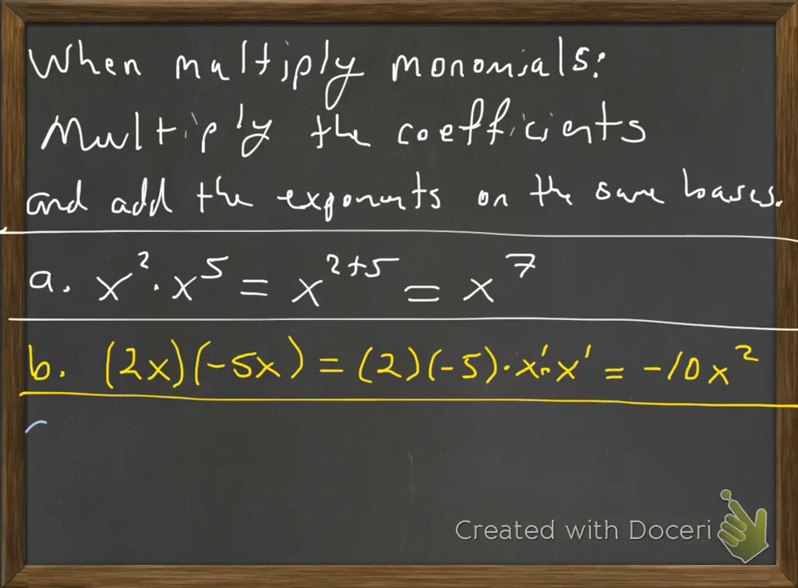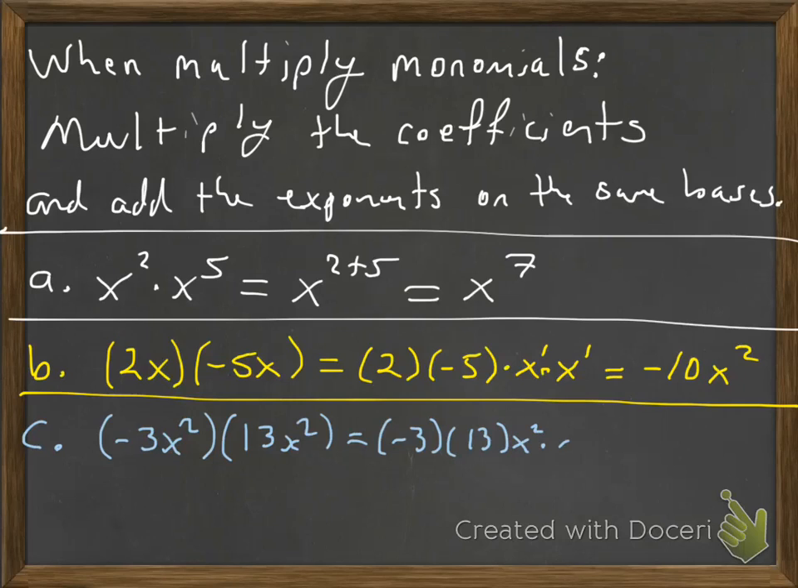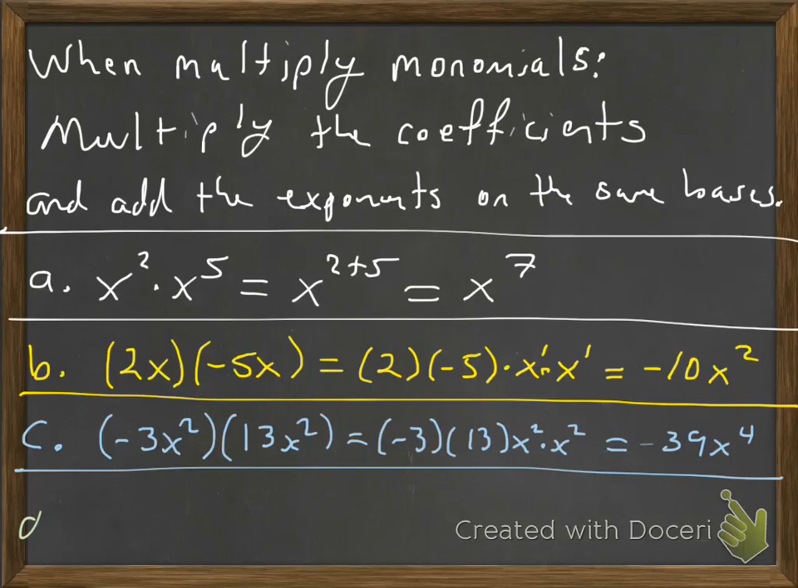Okay, we'll do 2 more. Negative 3x squared times 13x squared. We will multiply the coefficients of negative 3 and 13, and then we have x squared times x squared. Negative 3 times 13 is negative 39. For x squared times x squared, we add the exponents. 2 plus 2 is 4.